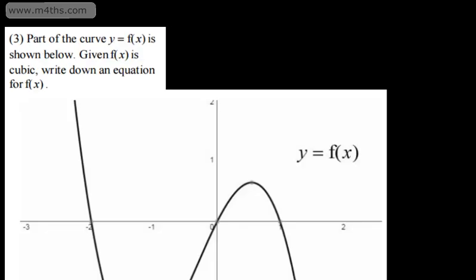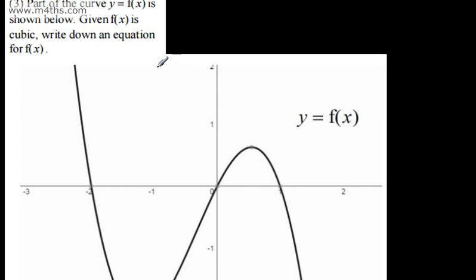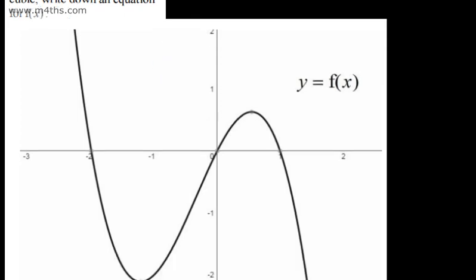Let's just finish off with one more question, and it says, this is question 3, part of curve y equals f of x is shown below. Given f of x is cubic, write down an equation, so any equation, for f of x. Okay, what we need to consider are the roots. So what we've got here now is this point right here, and that's where we've got now x is negative 2. We've got now the origin where x is 0, and we've got this point now where x is equal to 1. If we look at the shape of this graph, this is negative. So this is a negative cubic equation.